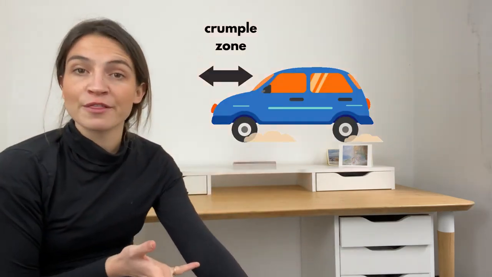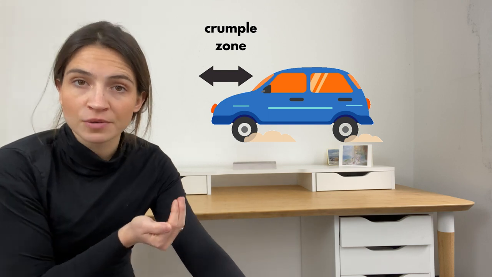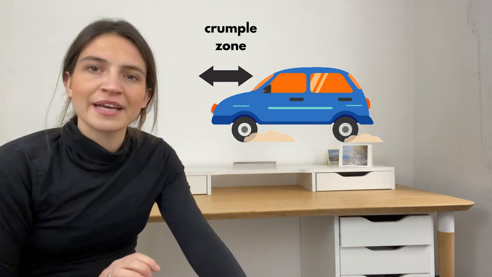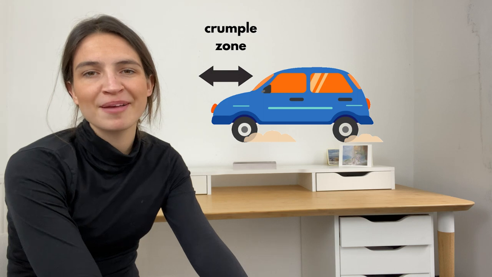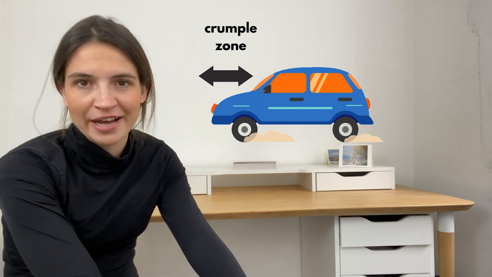There are certain ways that cars do try and do that. One of those ways is a crumple zone. That is a piece of metal at the front of the car that crumples when you collide with something and increases the amount of time before the car comes to a stop.